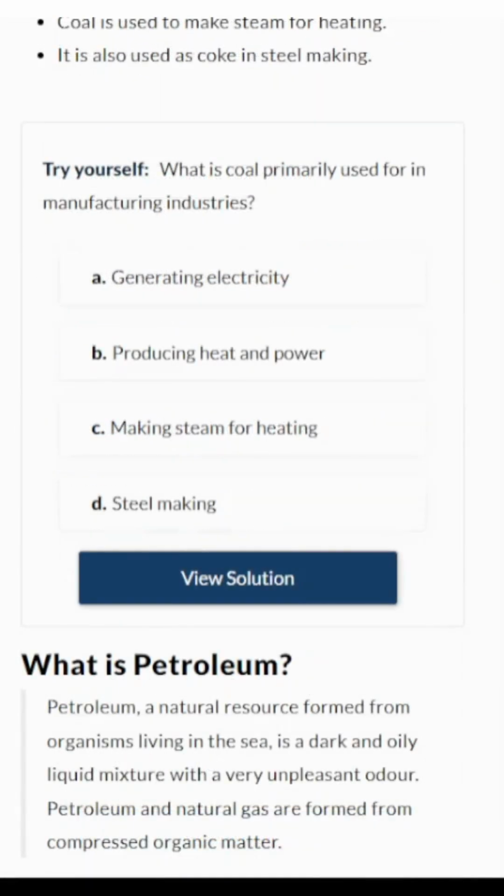Let's dive into another question about coal and its role in manufacturing industries. What is coal primarily used for in manufacturing industries?